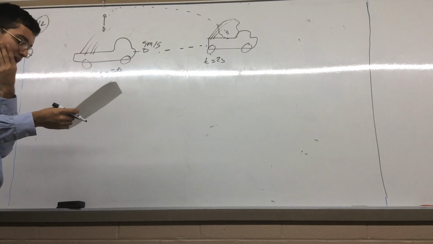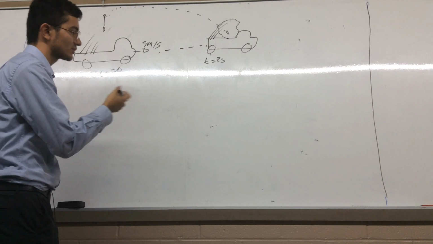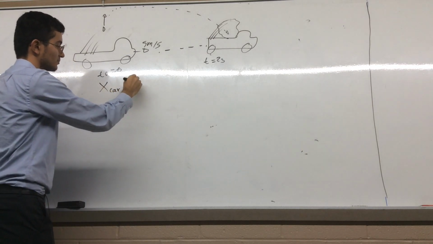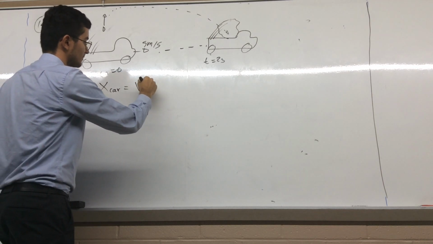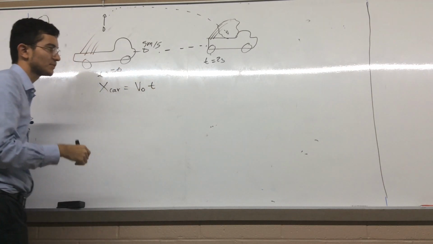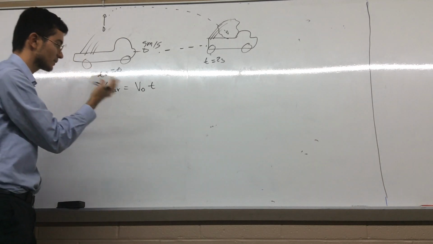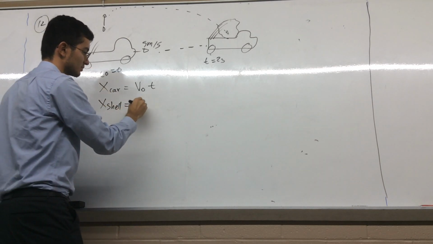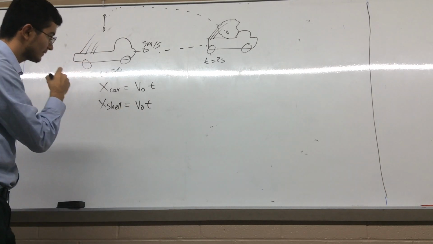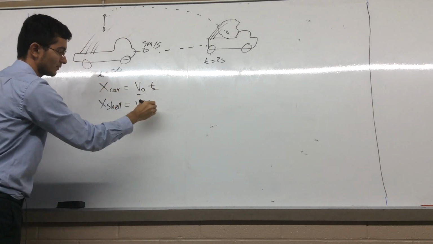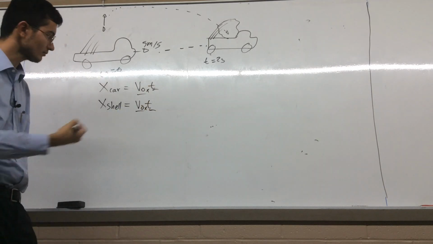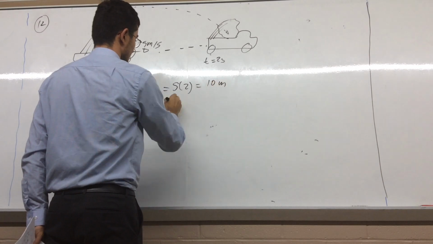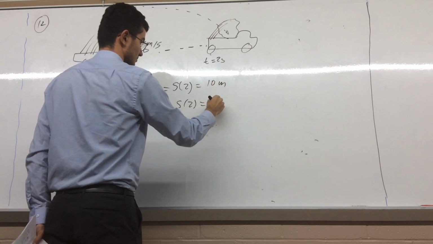And if you want to show that mathematically, we just use the second kinematics equation. So x of the car is equal to v0 times t, right? I mean, we could use time to show that's what happened. And the position of the shell is equal to v0 t as well. Now look at that. v0 is the same for both of them, v0x. So that's just 5 times 2 equals 10 meters.